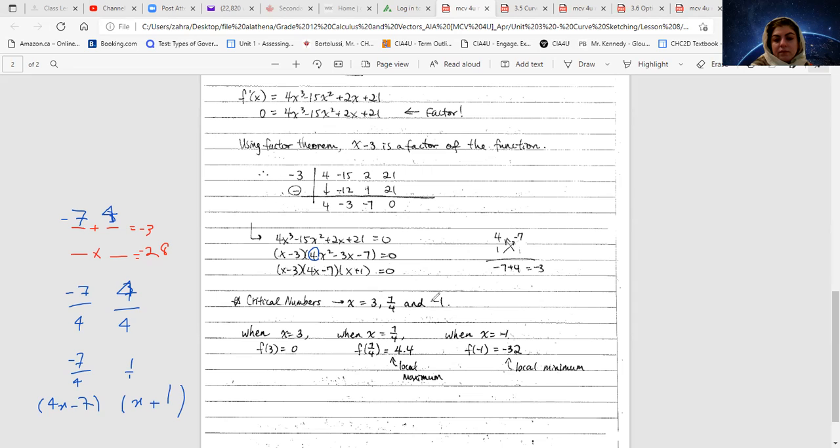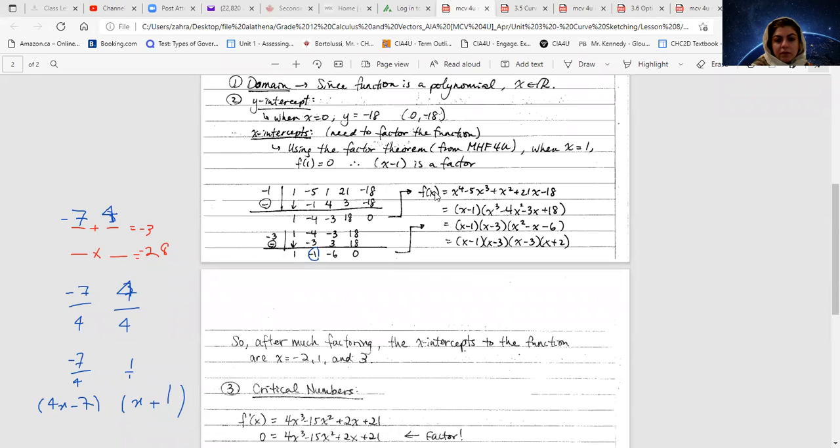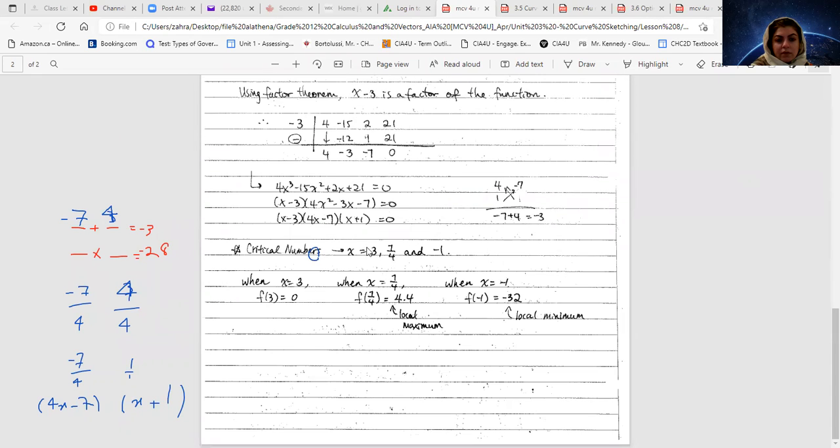So these are maximum or minimum points. So you got this point, the x of that. How do I find the y? You just go back to your function. This is your function, right? Finding f of 1, f of 3, f of 7/4, f of -1. So these will give you a point of maximum or minimum. Okay.